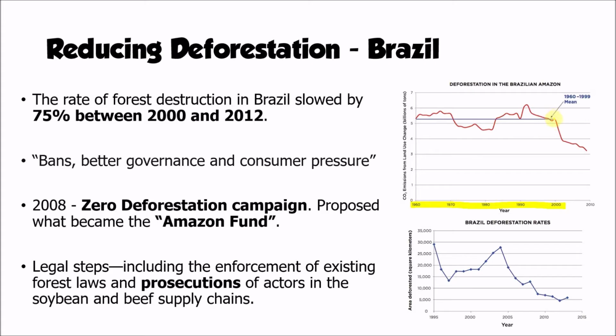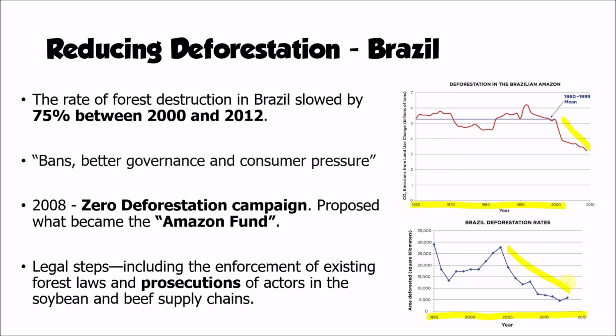However, from the early 2000s, we can really see this kind of sharp decline in the amount of carbon being emitted from deforestation. And that links closely with this graph at the bottom, which shows us deforestation rates from 1995 through to 2015. And we can see that following 2004 here, we've got this sharp decline in the amount of deforestation taking place within the Amazon.